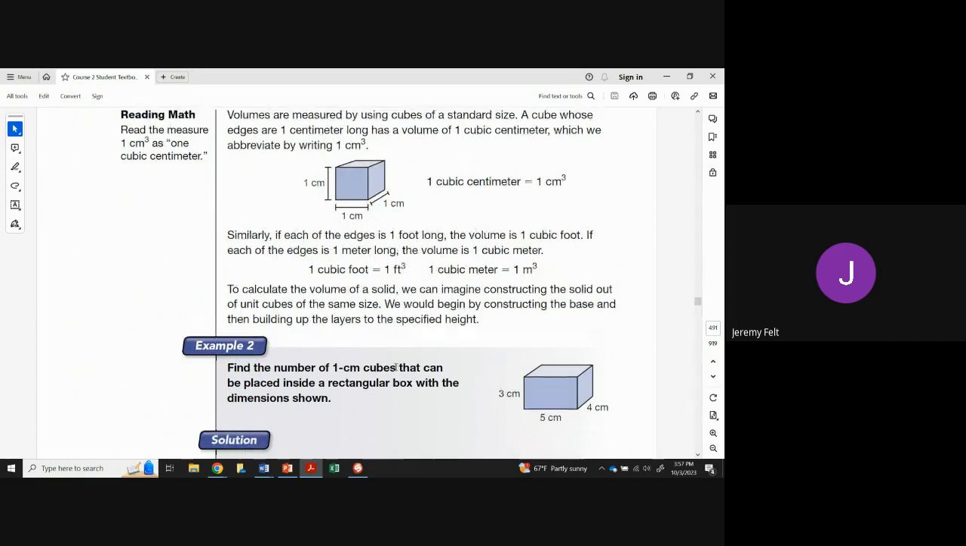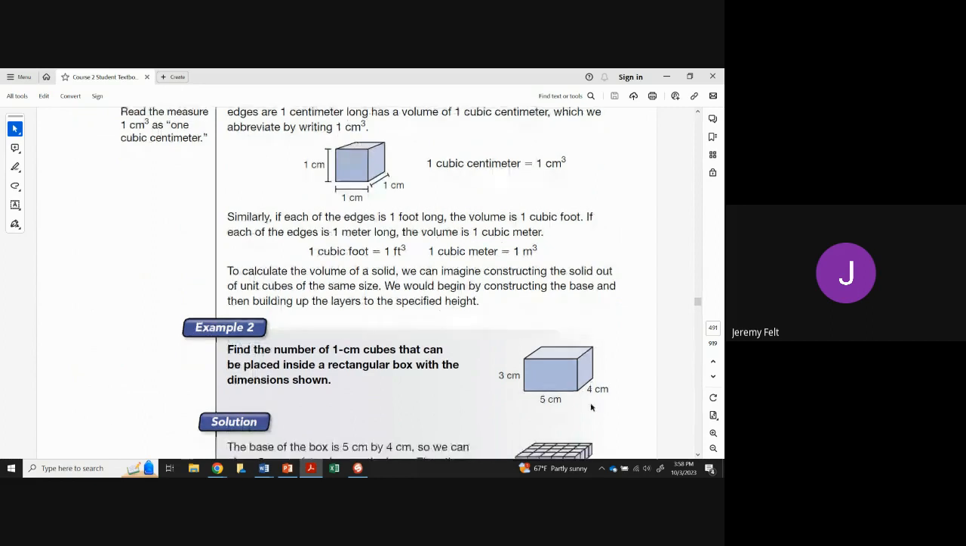So again, I'll show you how I would solve this. Find the number of 1 centimeter cubes that can be placed inside a rectangular box of the dimensions shown. I know what they're asking is for me to just find the volume. So I would just do 3 times 5 times 4, because length times width times height for a rectangular prism, that's all we need. So 3 times 5 is 15, times 4 is 60.